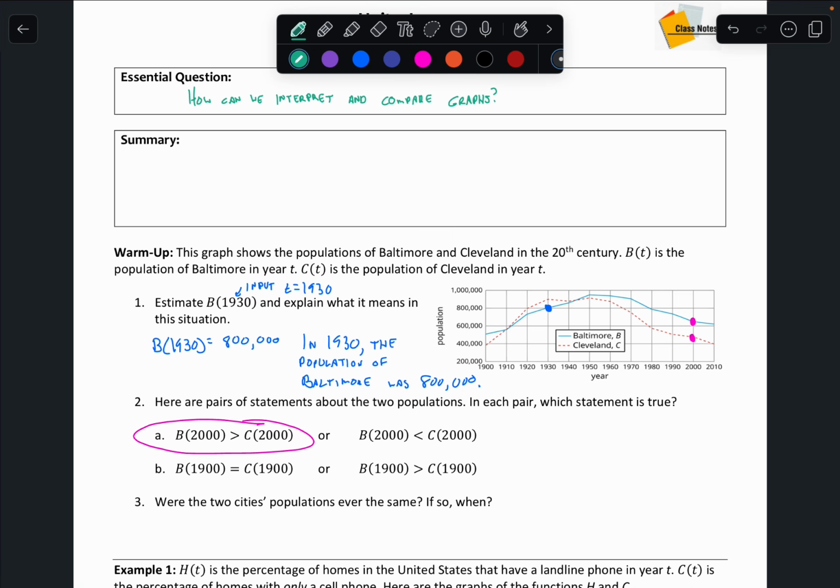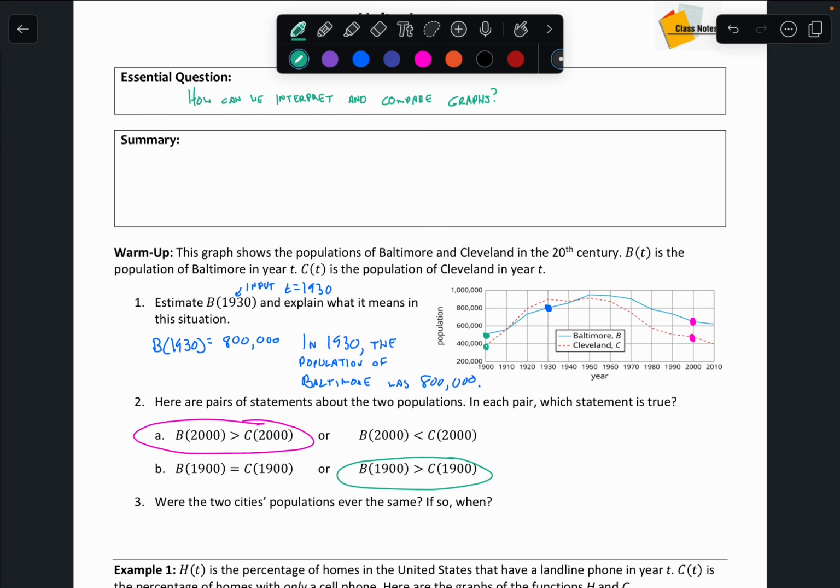And then 2B is comparing at 1900. This one's saying, were the populations equal, or was Baltimore more than Cleveland? So let's look at 1900. We can see here that they're clearly not the same. Baltimore is a higher population than Cleveland, so the second statement would be the one that is true.